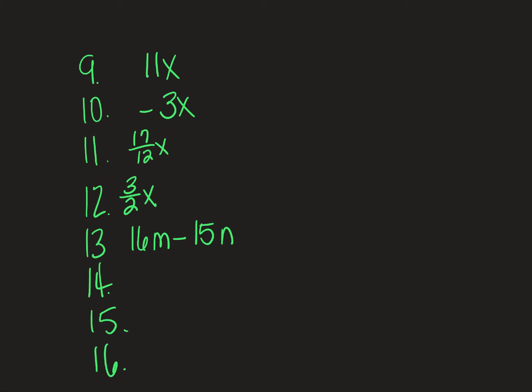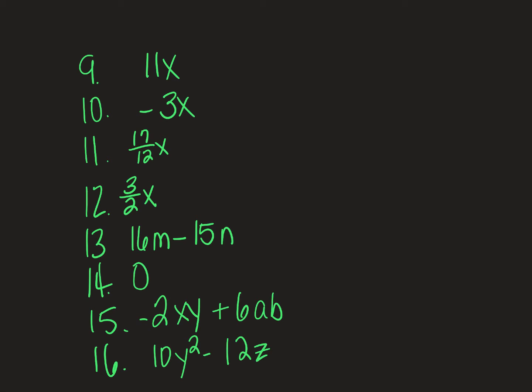Number 14 is big fat 0. Number 15 is a negative 2xy plus 6ab. Number 16, and I'll stop at the end of this one and we'll take questions before we move to the back. 10y squared minus 12z squared.